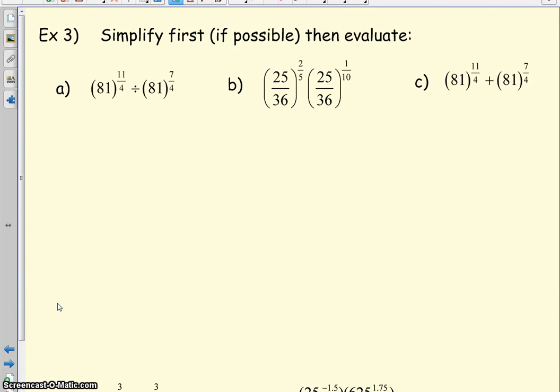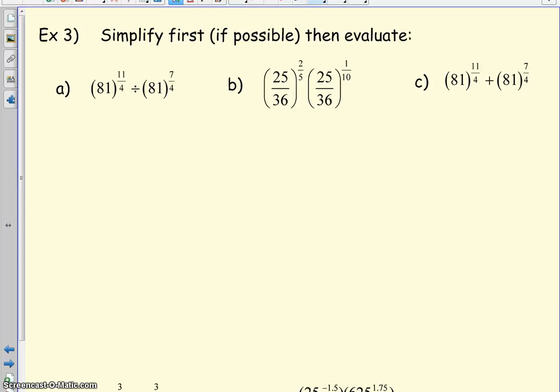So let's take a look at these situations here. So these want you to simplify first if possible before you evaluate. So I don't want you just blindly throwing everything in your calculator and telling me an answer. I would require you on a test to actually show the simplification before you got to the evaluation step, just so I know you know the steps, rather than just knowing how to punch numbers in a calculator.